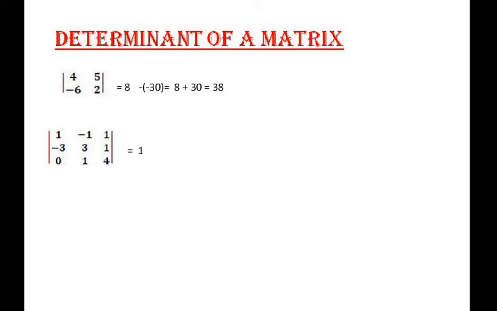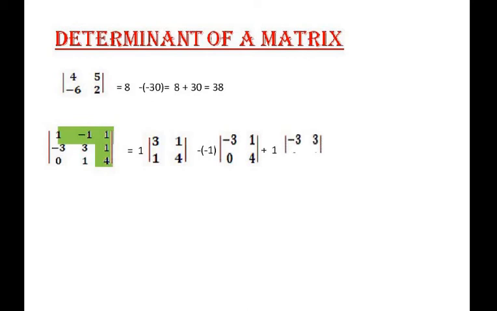So we take the first row for finding the determinant of the matrix. For the element 1, its cofactor matrix is [3 1; 1 4]. Taking the next one, minus 1, its cofactor is the negative of its minor, so we get minus of minus 1, and its minor is [3 1; 0 4]. Taking another element, that is 1, the first row third element, its minor is [3 3; 0 1].